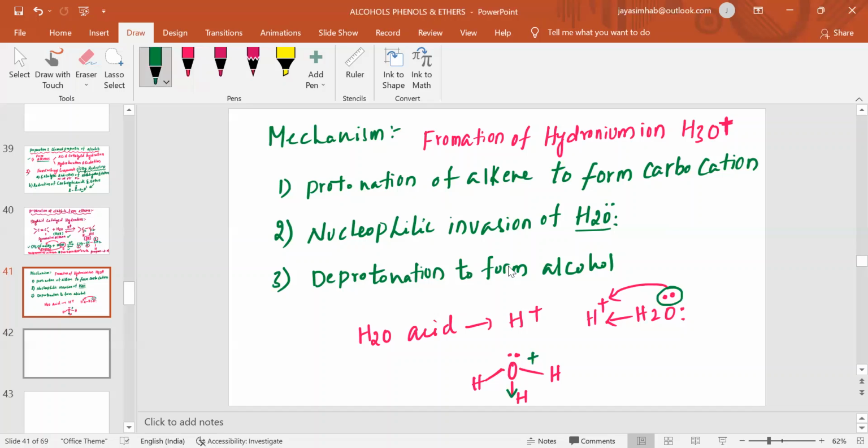This hydronium ion will give the proton to the alkene to form a carbocation. This is the first step. Who will give the proton to the alkene? This hydronium ion, which is formed in the presence of acid by the water molecule, will donate a proton to the alkene to form a carbocation. Carbocation means the alkene carbon which has a positive charge. That we are going to see in the first step.